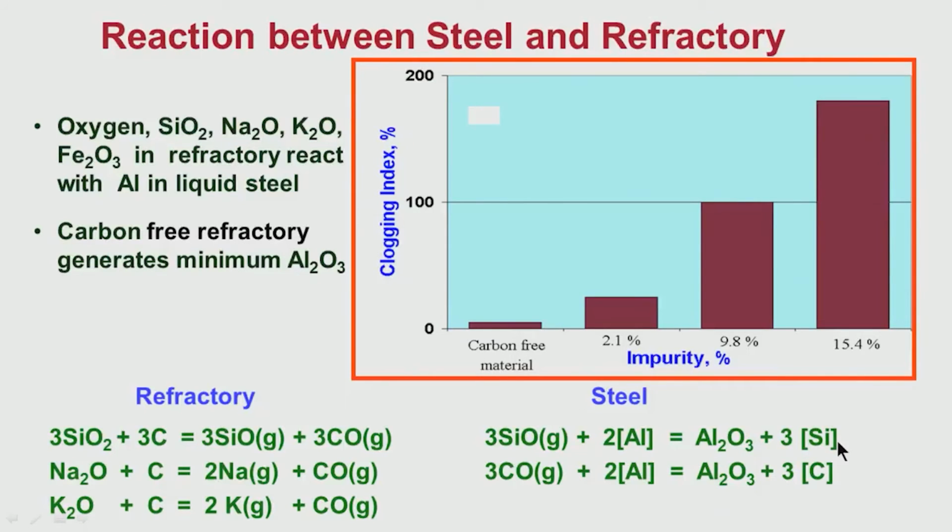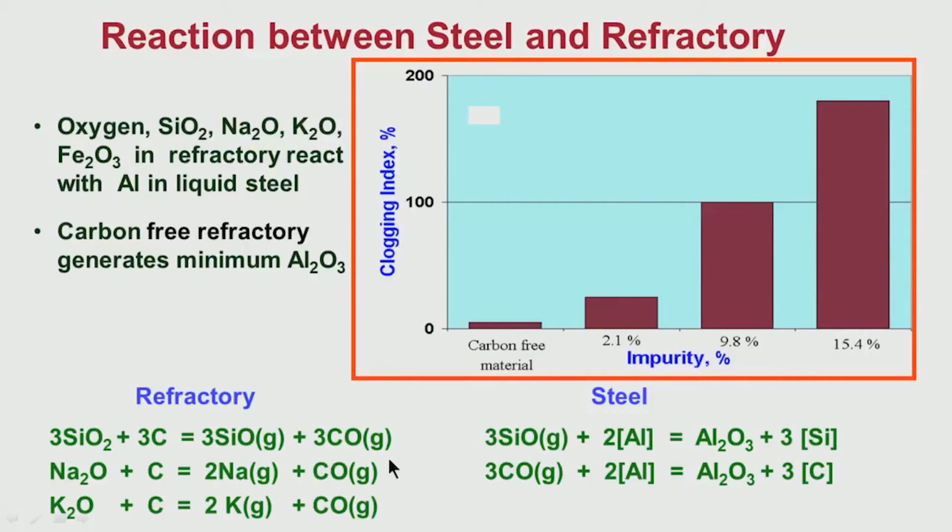and this will generate alumina and silicon in liquid steel. Similarly, carbon monoxide will react with aluminum. How is carbon monoxide forming? It is forming from carbon in the refractory reacting with SiO2, sodium oxide, and potassium oxide. Similarly, Fe2O3, if it is present, some examples I am giving. The carbon in refractory will react with SiO2, sodium oxide, and potassium oxide in the refractory, and generate SiO and carbon monoxide.